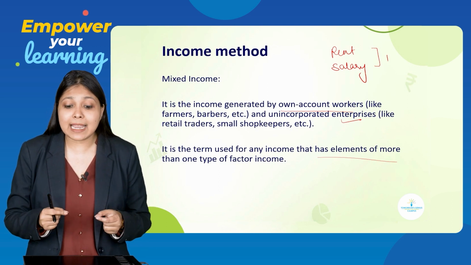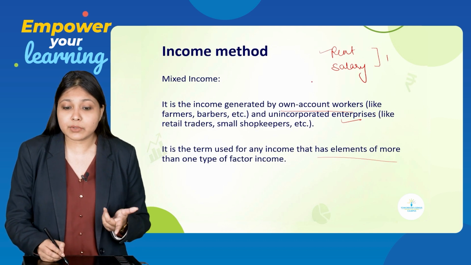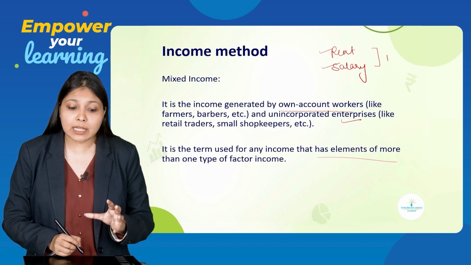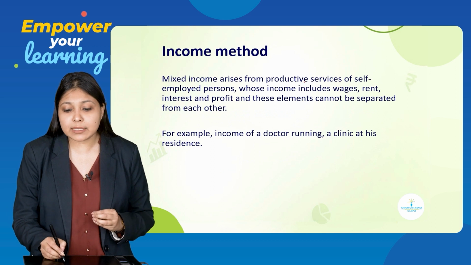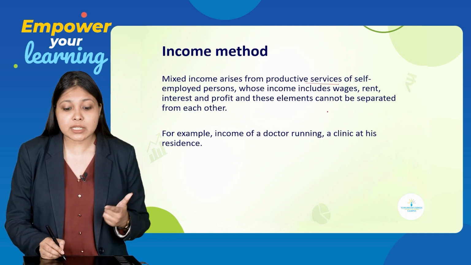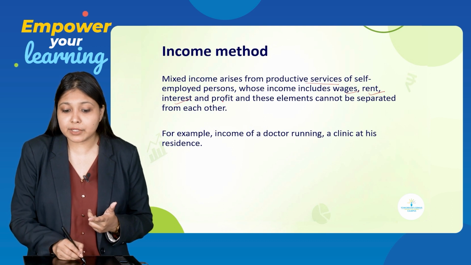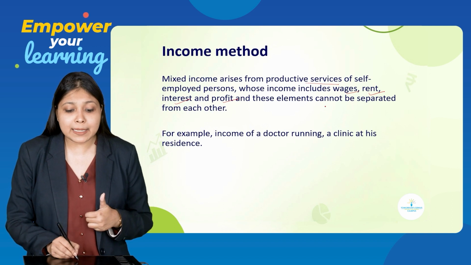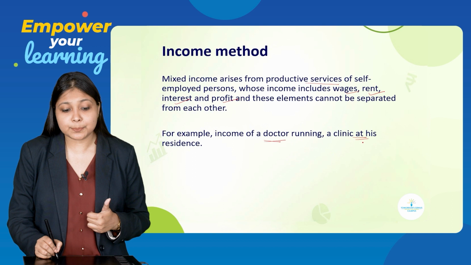So in that category, I cannot put him under rent. I cannot put him under salaries and wages in cash. So in this case, the person will come under mixed income. It arises from productive services of a self-employed person whose income includes wages, rent, interest and profit, and these elements cannot be separated from each other. Example, income of a doctor running a clinic at his own residence.